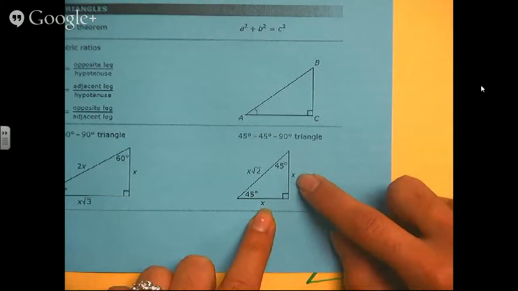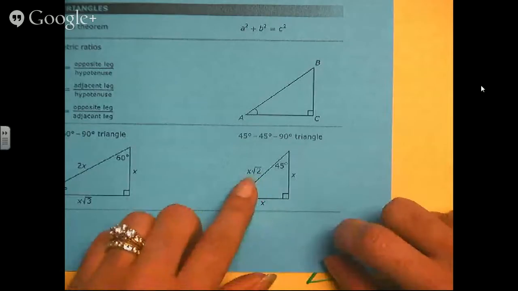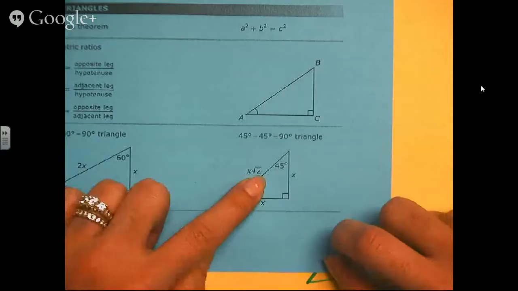So most of the time when we work these problems, they are either already going to give us that number, or we are going to have to find it ourselves. Now, if you look across from the 90-degree angle, we have a different amount, X square root 2.